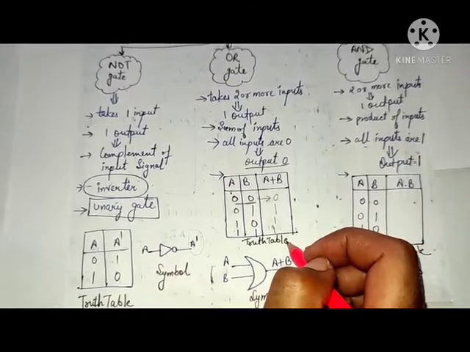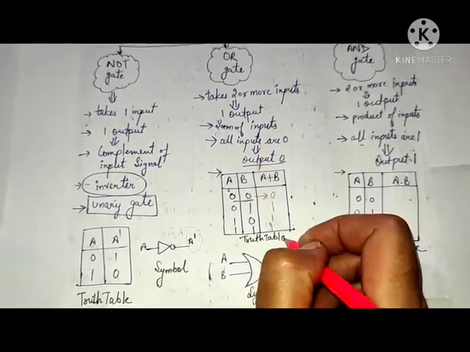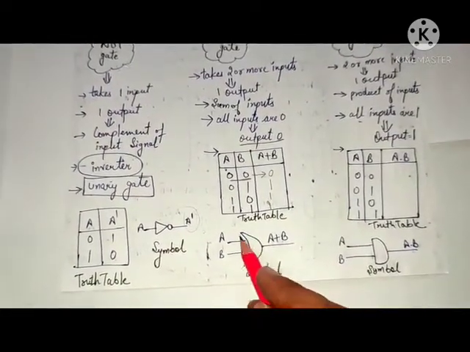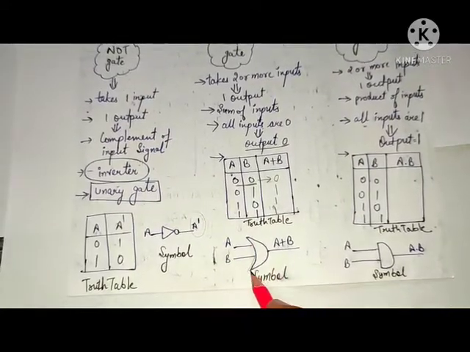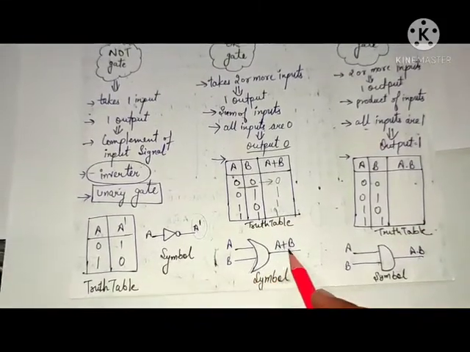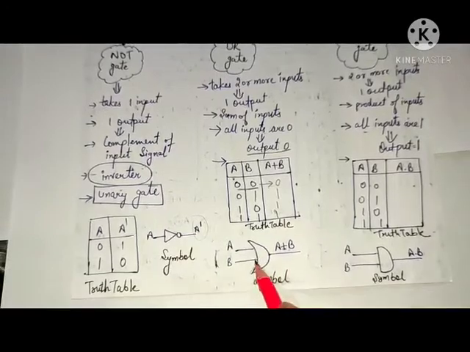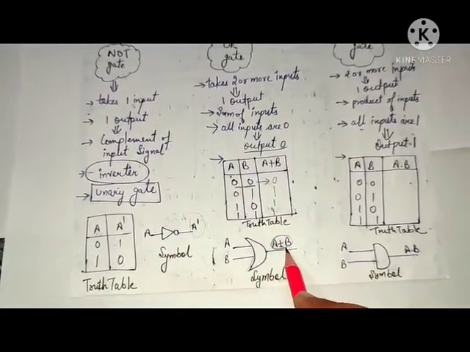Same like when we do logical OR operation in the Boolean algebra. And this is the symbol for OR gate. We have to bend this line into a curve shape. Yes, this is the symbol for OR gate and plus is used to represent the OR operation. So when we are passing A and B through this gate, the output is A plus B.